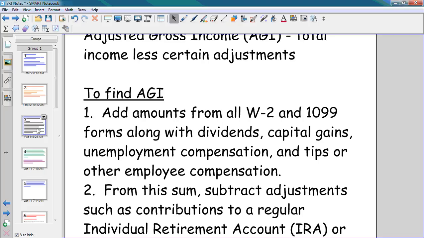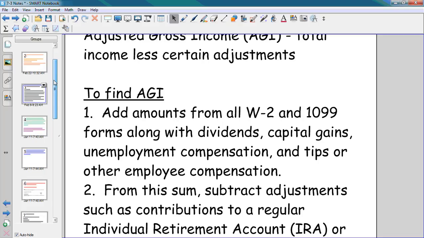So if you claimed unemployment in 2011, you have to claim that as income, which it is. None of us work enough to claim unemployment, do we? No, you have to apply for that. Unemployment, tips, and other employee compensation. So basically, any income that you made, you have to claim. Any income you made, you have to claim.